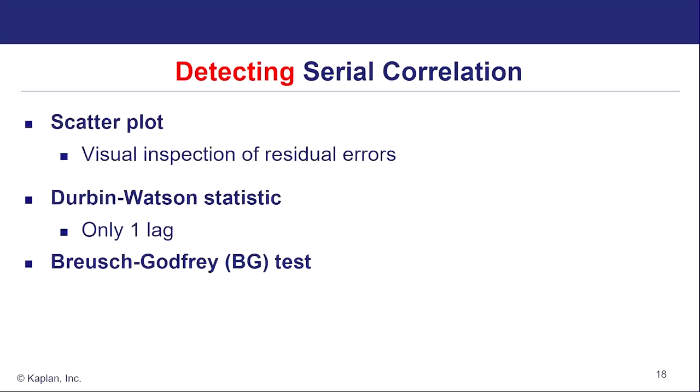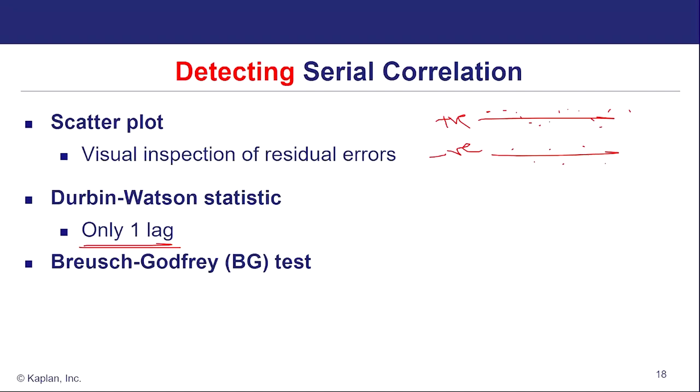All right. Now, how do you detect serial correlation? One is simply a scatter plot, like I just showed you, but that is only for a very dramatic serial correlation, positive and negative. We need a more formal mechanism to test for serial correlation, that is the Durbin-Watson statistic, but it only is capable of covering serial correlation at one lag.